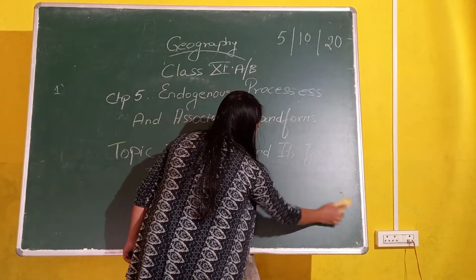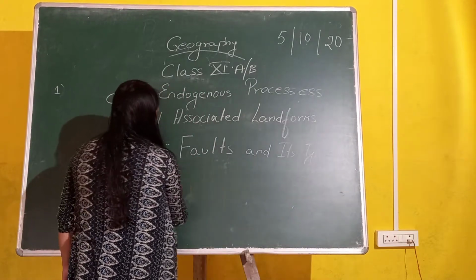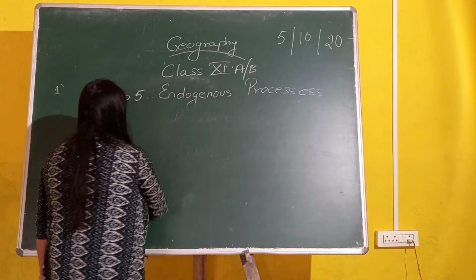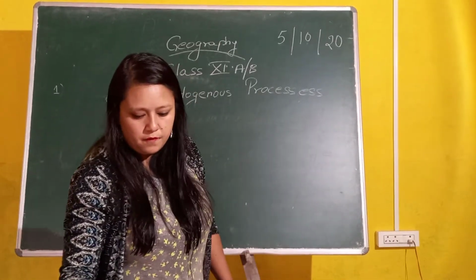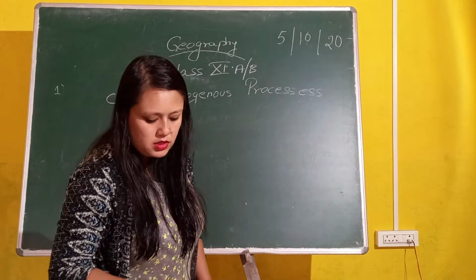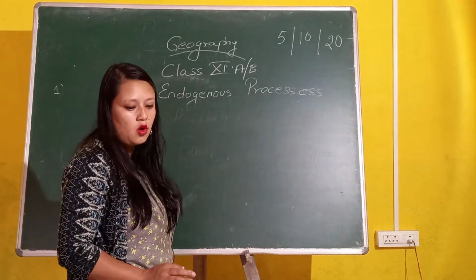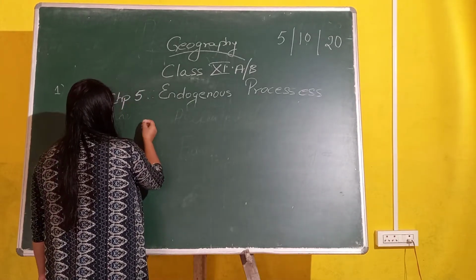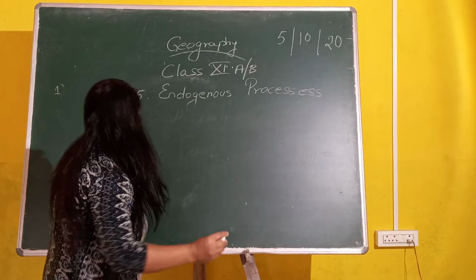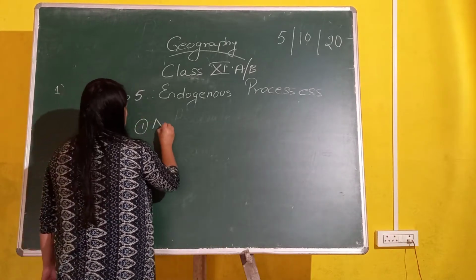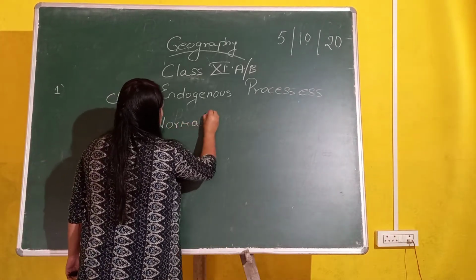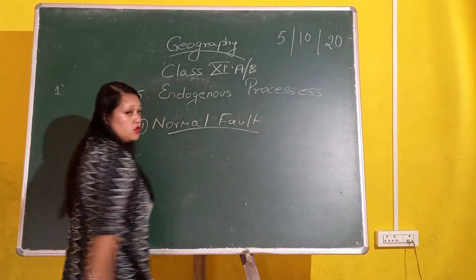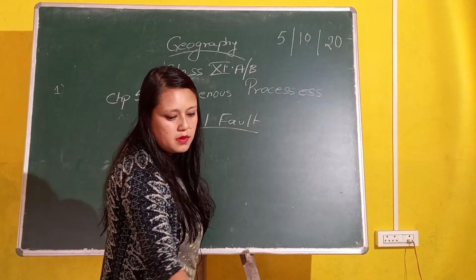Now we shall be doing the different types of faults. There are three main types of fault. The first one is the normal fault. So please look at the diagram properly. It's also there in your book, on page number 86.